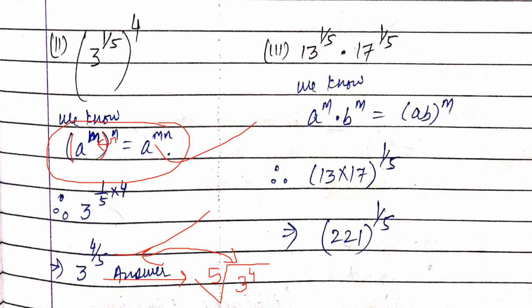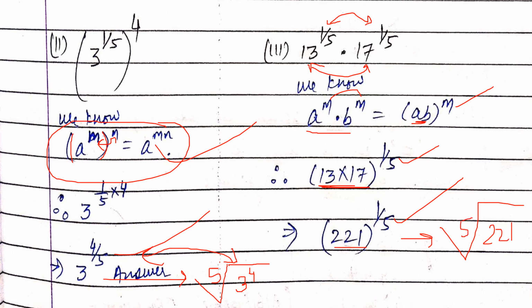Okay, in this case we have different bases but the same power. We also have a formula for this, known as a power m into b power m. When the power is the same and the bases are different, we multiply the bases and the power remains the same. A simple formula you can check also with any number. Now we multiply the base, power remains the same. 13 17s are 221, power 1 by 5. If you write in the root form, it becomes 221, and 5 will sit on this root. Okay, I hope you got this.